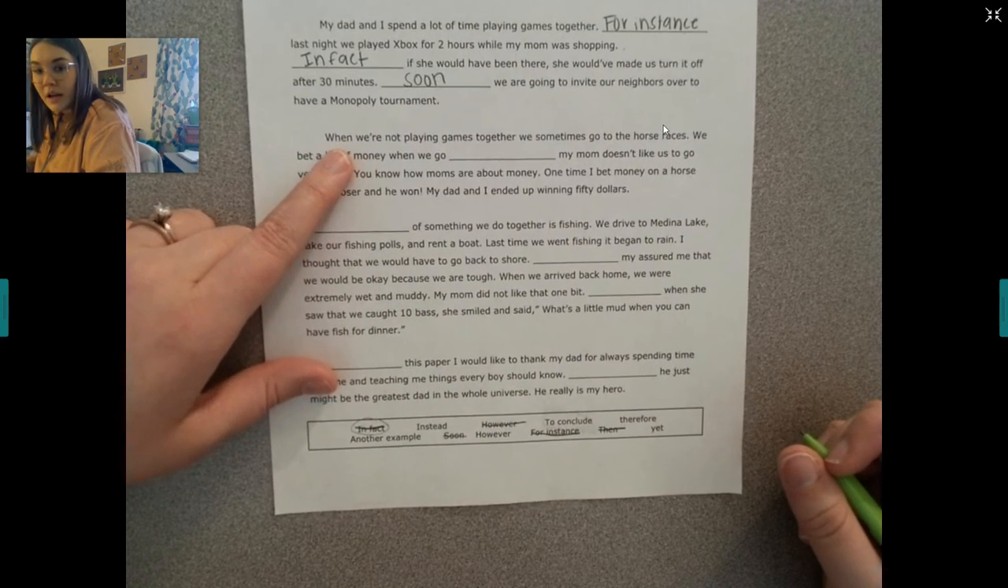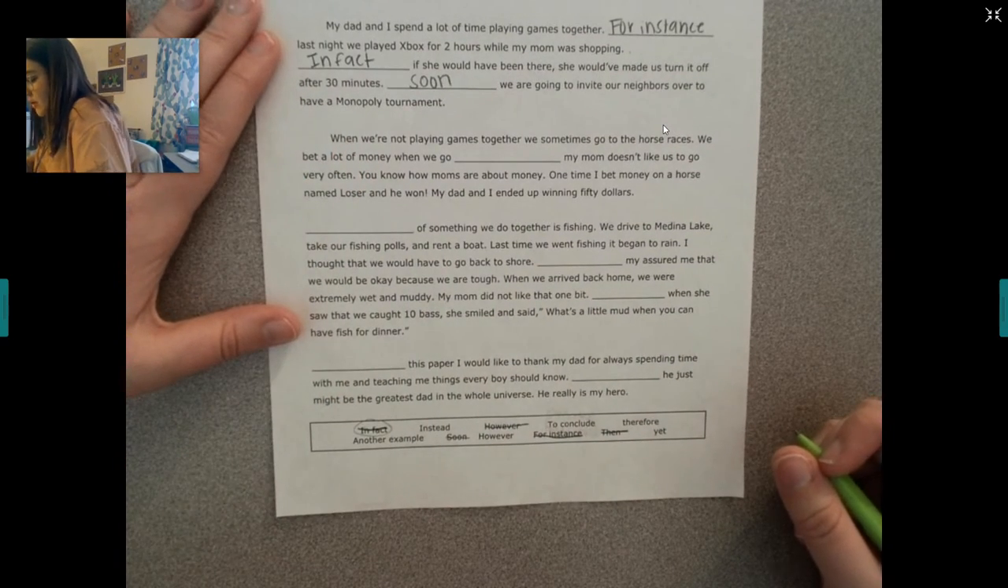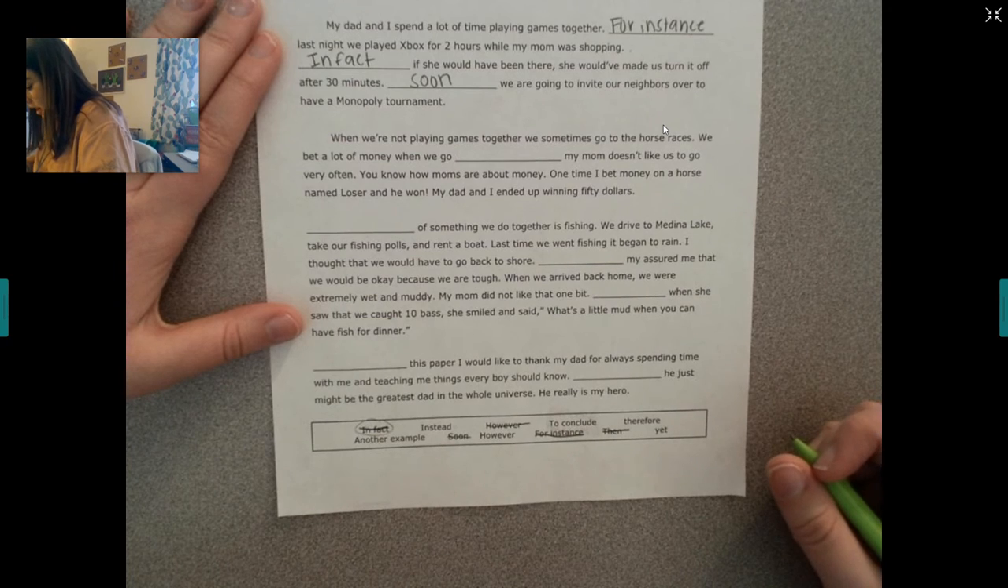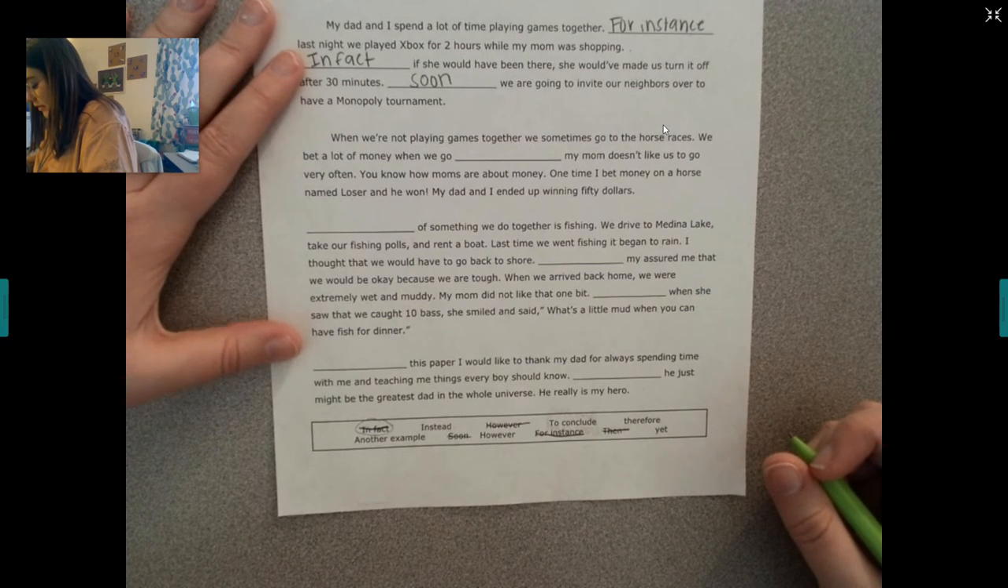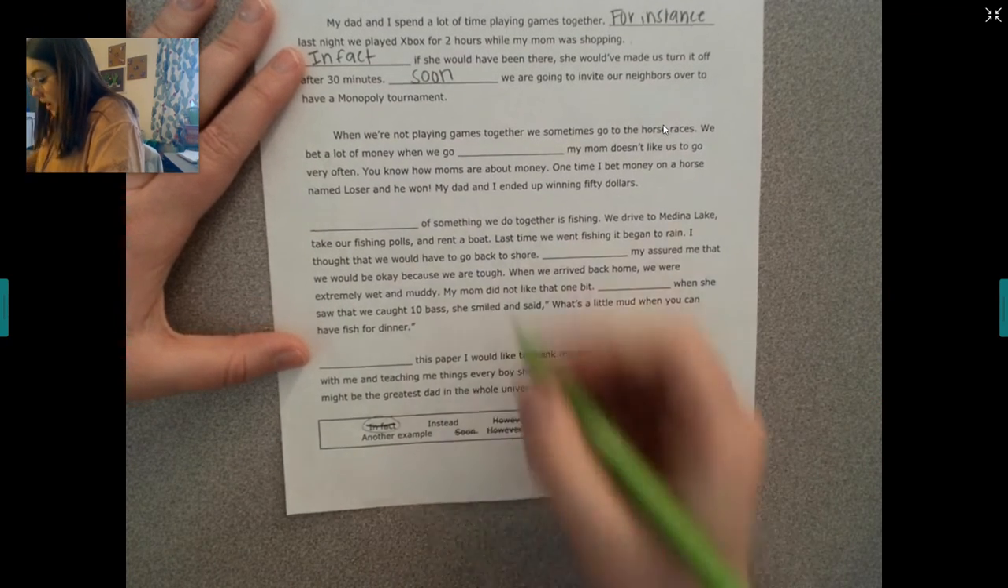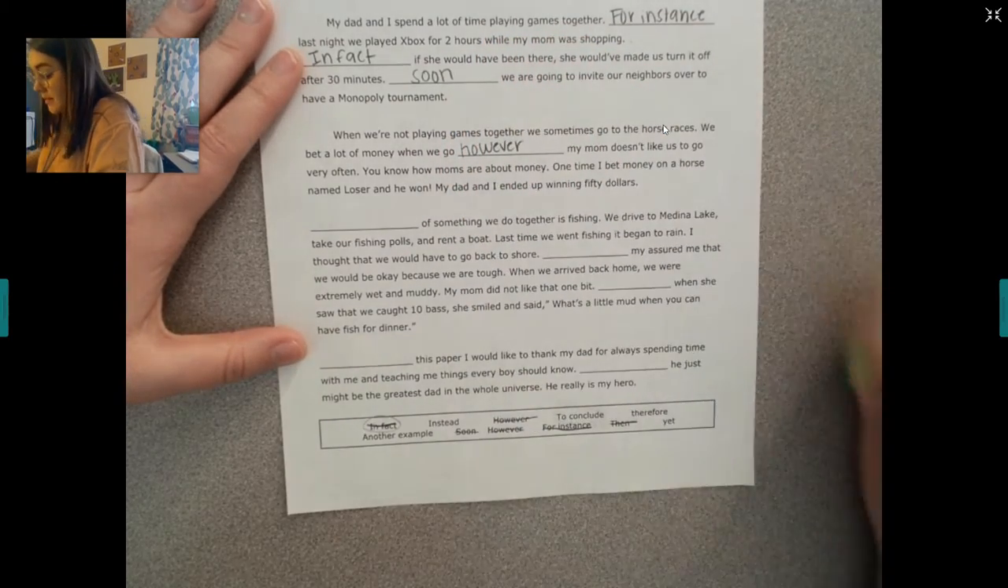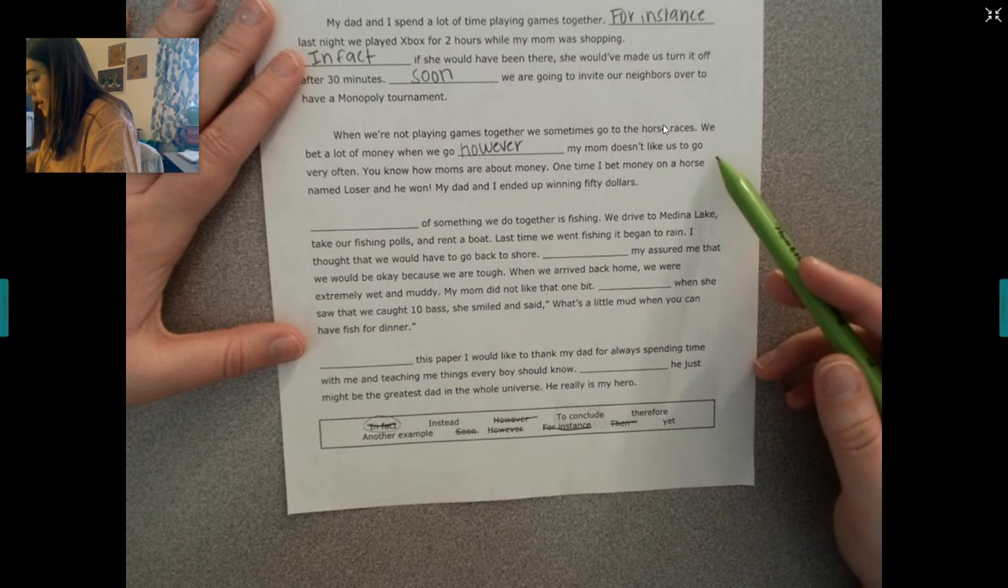Let's keep going. When we're not playing games together, we sometimes go to the horse races. We bet a lot of money when we go. Blank, my mom doesn't like us to go very often. I think that might be another however. However, my mom doesn't like us to go very often. You know how moms are about money.